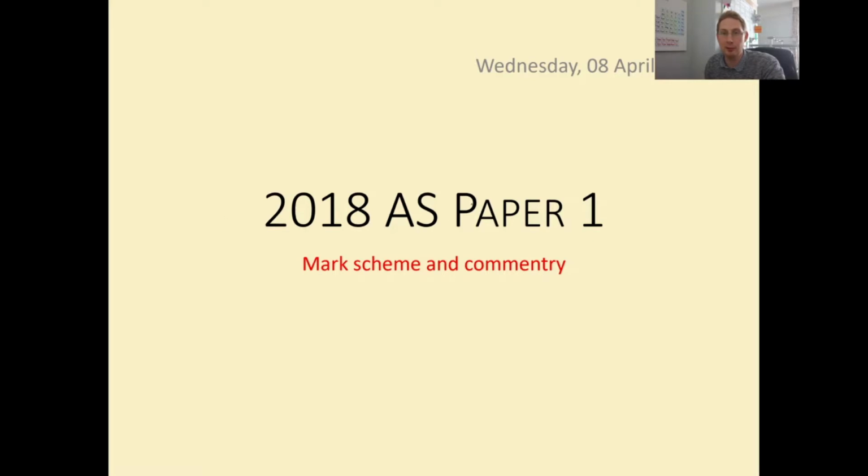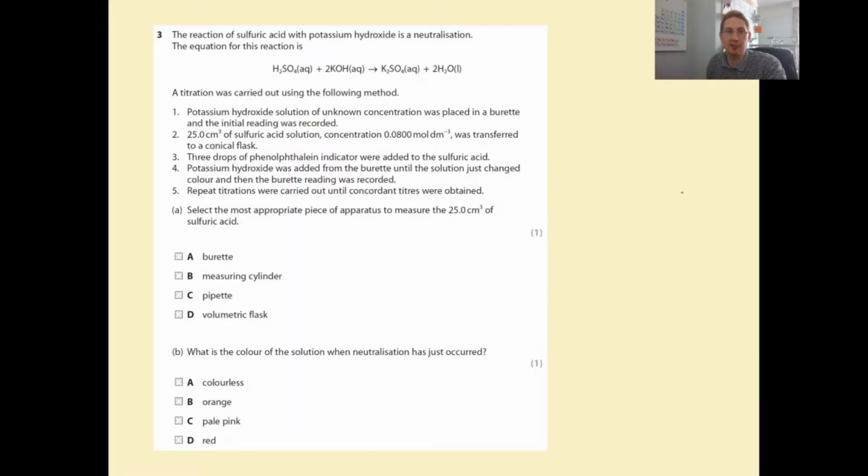So, moving swiftly on to question 3, sulfuric acid and potassium hydroxide, neutralization. This is titration based on CPAC 3 here. Titration carried out with the following method. Potassium hydroxide solution was placed in the burette. The initial reading was recorded.